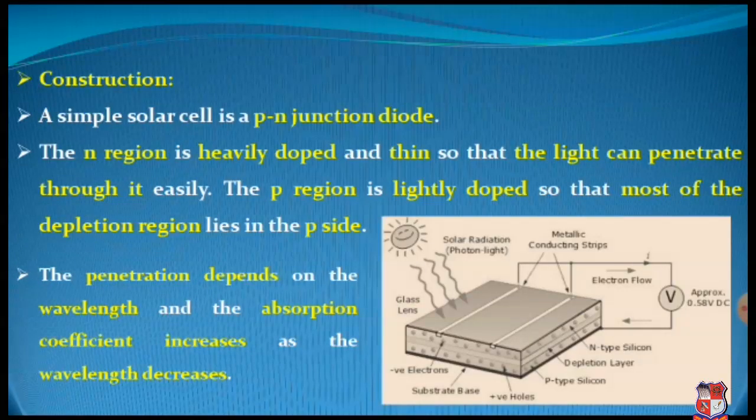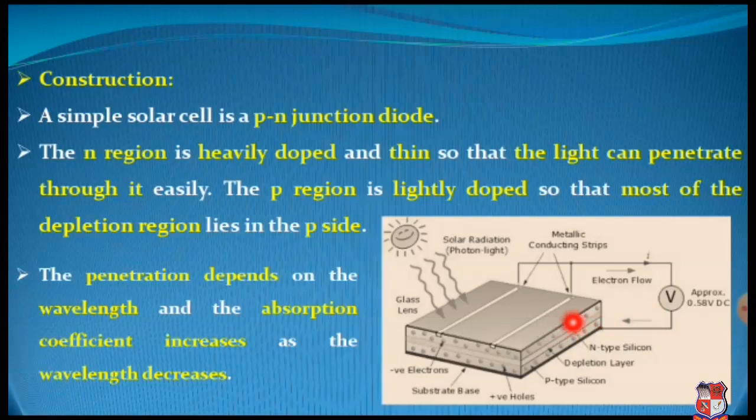Now we will go through the construction of a solar cell. As you can see from this figure, a simple solar cell is nothing but a PN junction diode. You can see from the figure that P-type silicon is utilized.